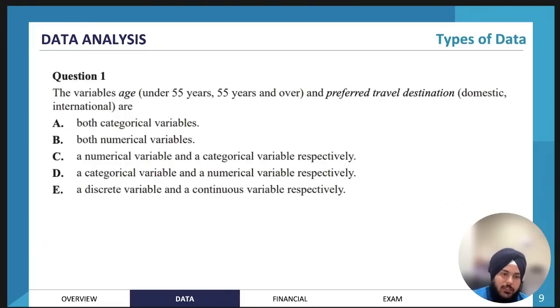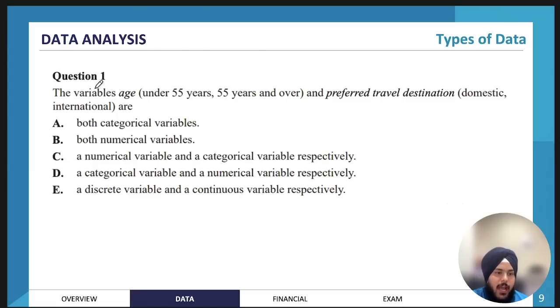Okay, now looking at just a quick practice question, a question that you're more than likely to get on your exam 1. A question that asks about 2 variables and you have to classify them. So we have the variable age, under 55 years and over, and we also have preferred travel destination.